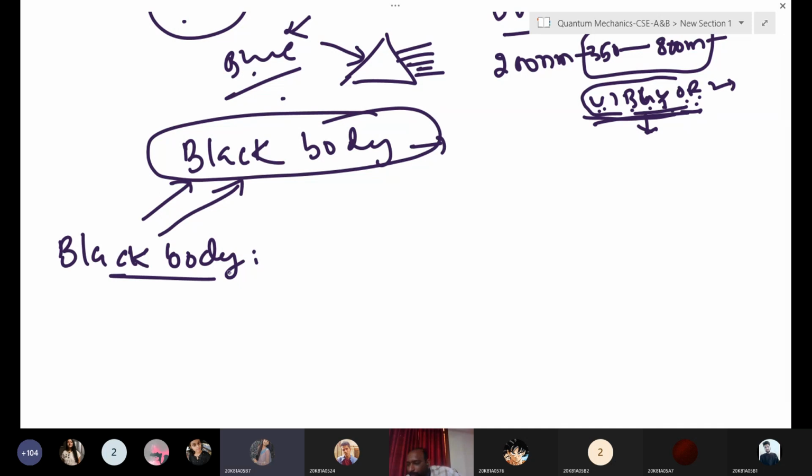The body which absorbs complete light. Yeah, the body that absorbs the complete light, whatever is incident on the body. You can write a definition. You can easily write. So this is the black body. What is the radiation, or what is the thermal radiation?